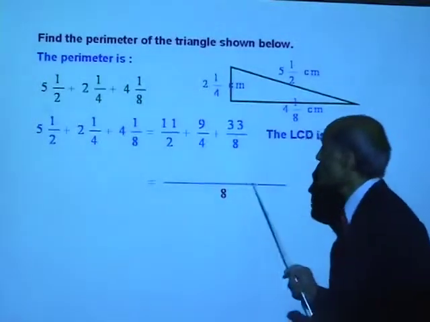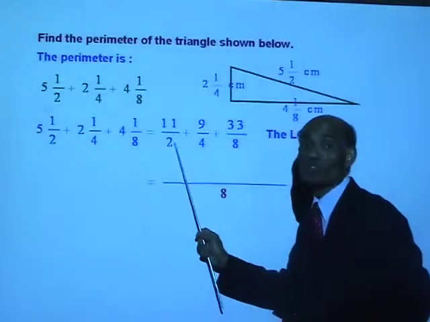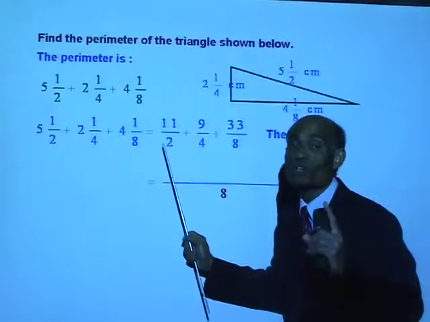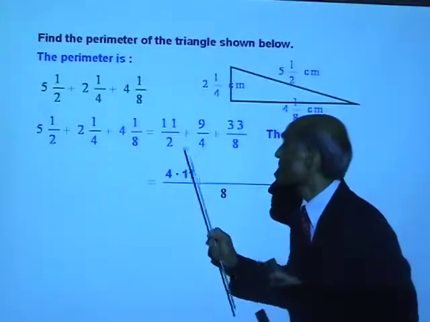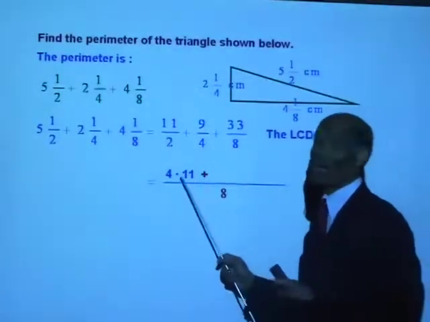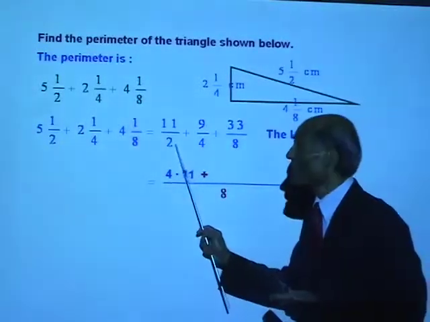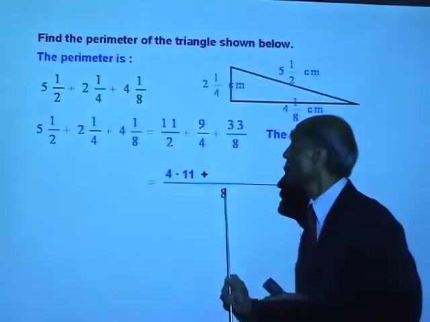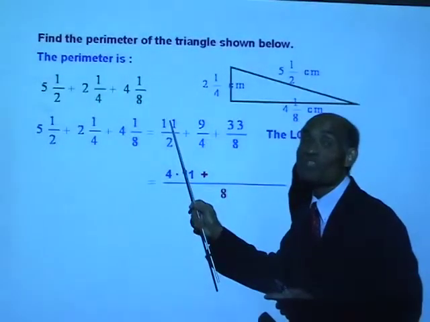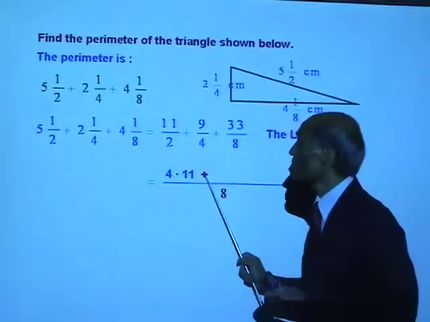And now we need to construct the numerator. What's the method? The first denominator is 2. So we say 8 divided by 2 is 4. What do you do with that 4? Multiply this 11. And so our first number here is 4 times 11. Now I hope you understood this one more time. This common denominator is 8. Divide that by the first denominator. 8 divided by 2 is 4. And multiply that 4 with its numerator. 4 times 11. Follow that up with the sign plus.